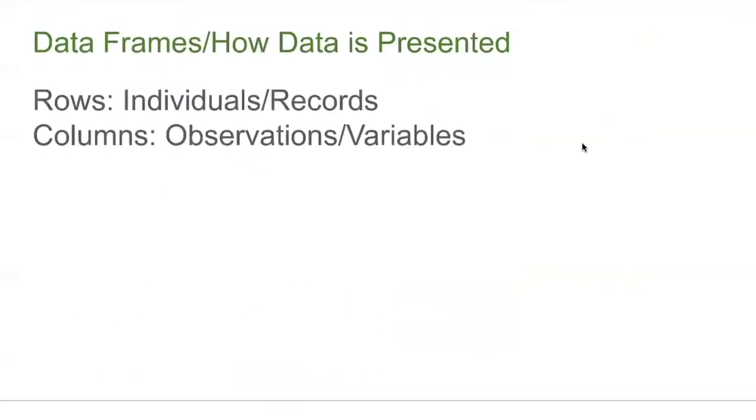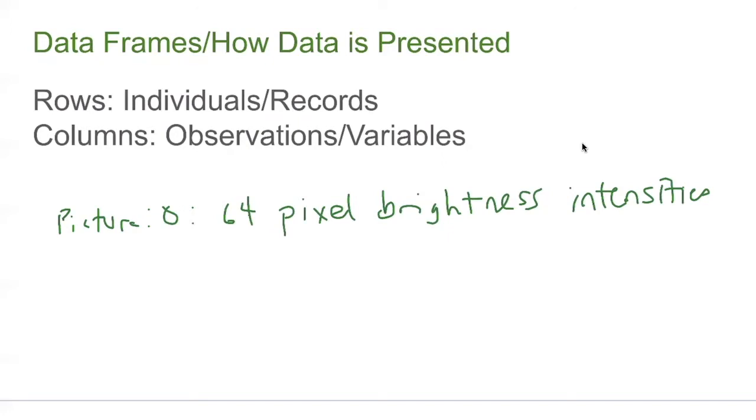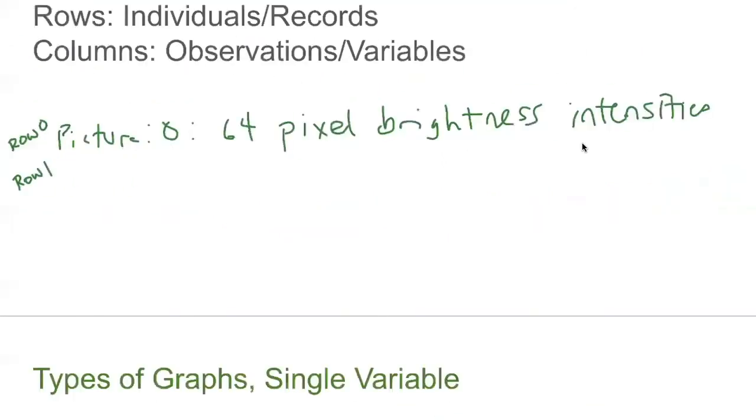So when you have data, it's typically arranged in a rectangular sort of array where the rows are called individuals or records. For example, in the digits data set, you've got the first picture, well, what is it? It's an 8 by 8, 64 pixel image. Maybe it's a picture of a 0. You've got 64 different pixel brightness intensities. So that's going to be row 0. And then in row 1, you've got another picture. Maybe it's a picture of a 6. And again, you've got 64 pixel brightness intensities.